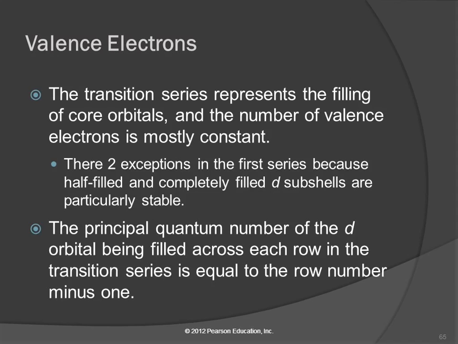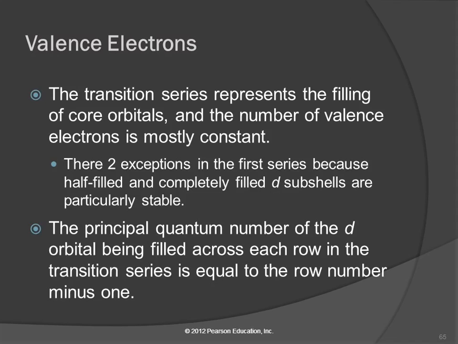So those valence electrons are really important. The transition series, those transition metals in the middle, represents filling up of the core orbitals, because that's not the highest principal energy level. And so the number of valence electrons for those transition metals is relatively constant. It's usually about 2. It would be the S electrons, but there's 2 exceptions in that first series.